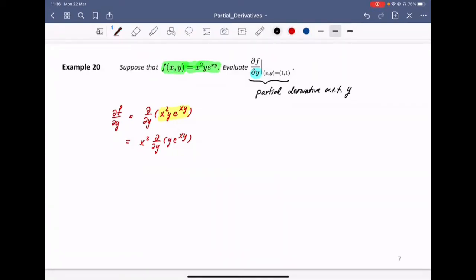Now, can we simplify more? No, right? We have y here and we have y here, so we cannot avoid the product rule. So we're gonna use the product rule again. So x squared, and then, inside the parentheses, I'm gonna do u dv plus v du.